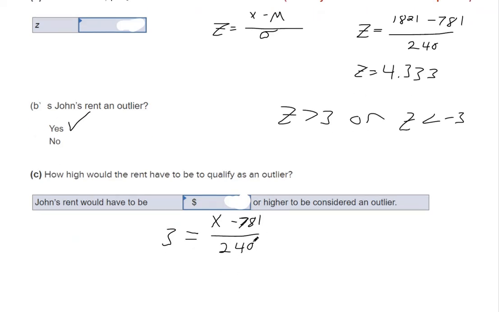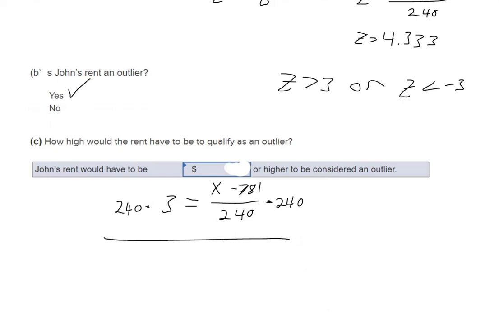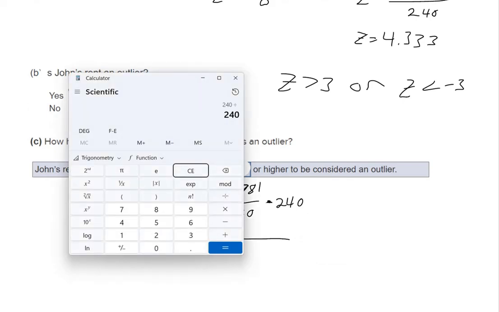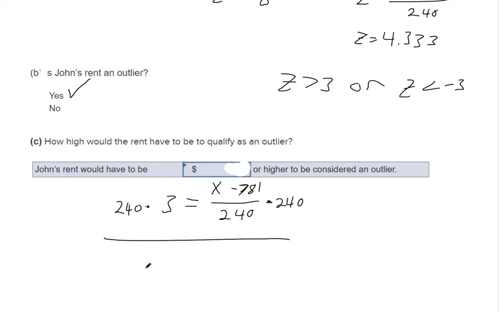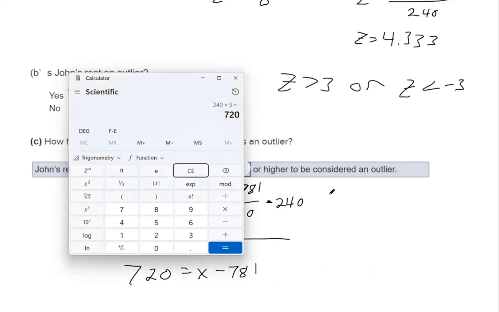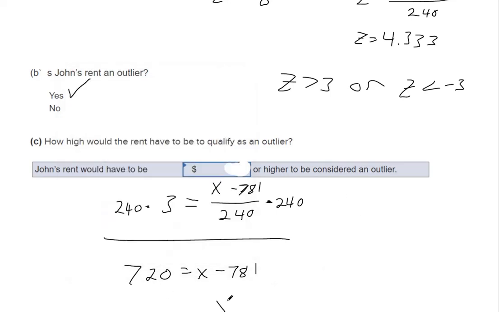So to get x by itself, you've got to multiply both sides by 240, like we learned in algebra, because that's the opposite of dividing, right? So if you do that, that's 720 on the left. And then add 781 to both sides. So you get x is 1501. So a rent of $1,501 is the beginning of that outlier territory.